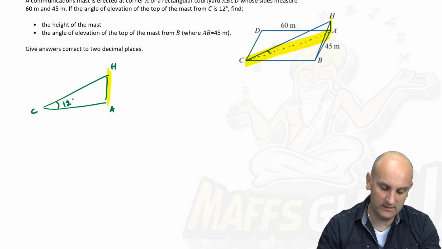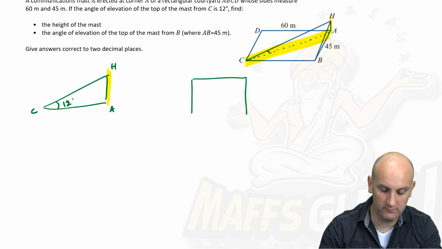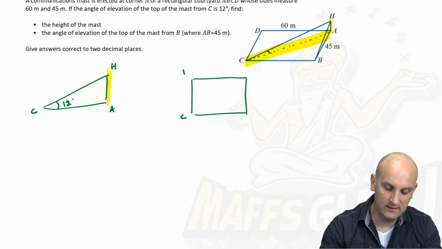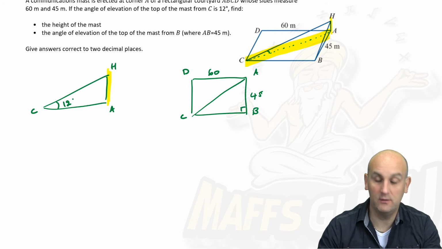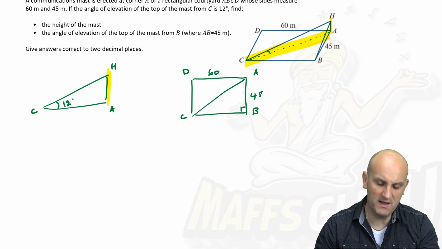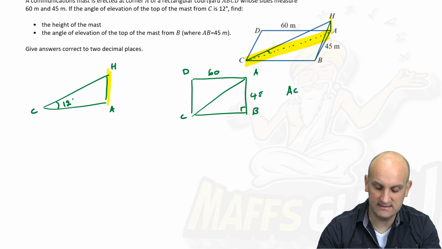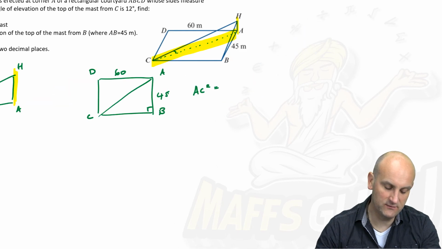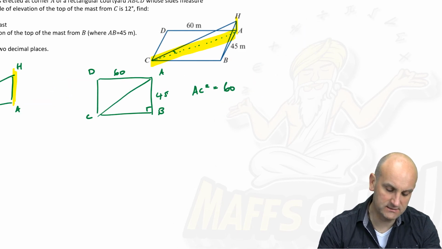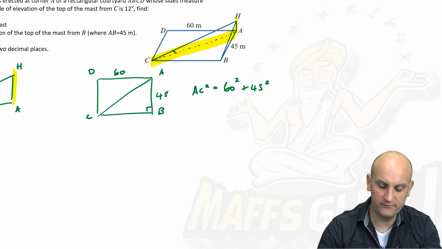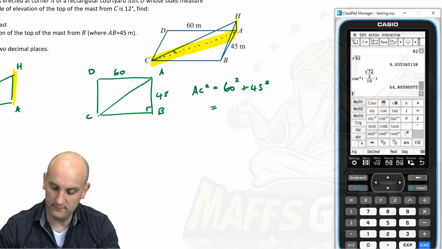So breaking this down into a sub-calculation, here I've got my rectangle. I know that's C, D, A, and B. I know that's 45. I know that's 60. Can I find that length there? I should be able to by using Pythagoras' theorem. Marvelous. So we now know that AC squared is going to be 60 squared plus 45 squared. No way I'm doing that in my head.